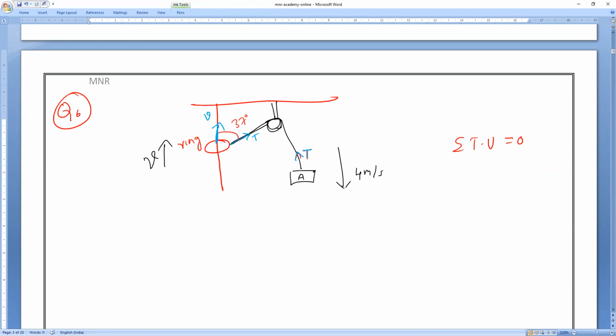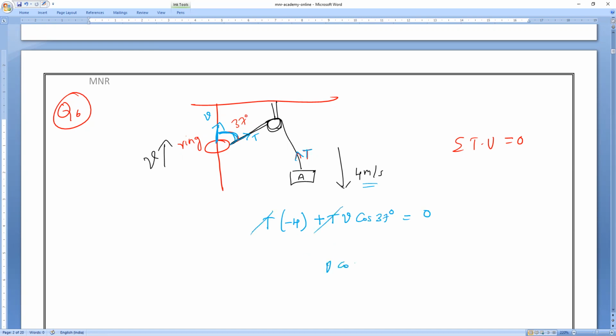So what will happen first? Velocity is downward, tension is up. So minus or plus, both are at 180 degrees. So T into minus 4 plus, here you can notice it. Tension T and V, but V is not exactly acting along it. So they are not parallel; what is the angle? Dot product, cos 37. Clear, everyone? So the tension terms will get cancelled.